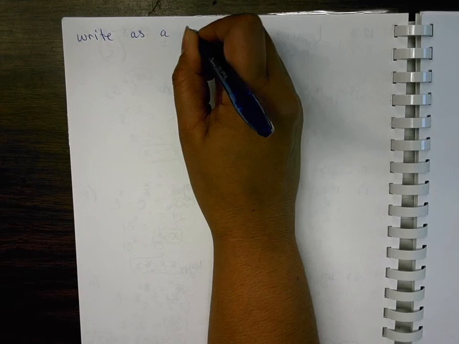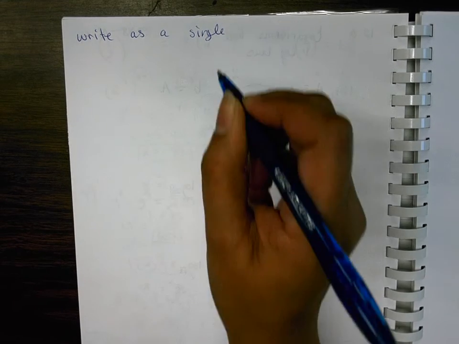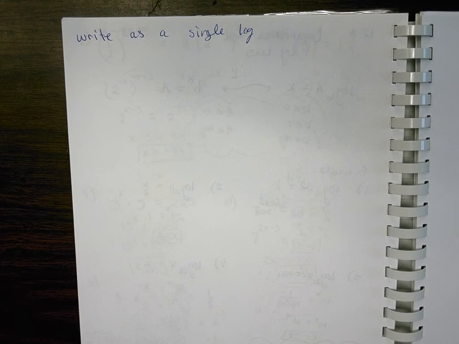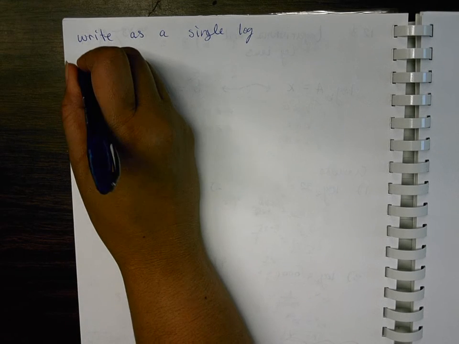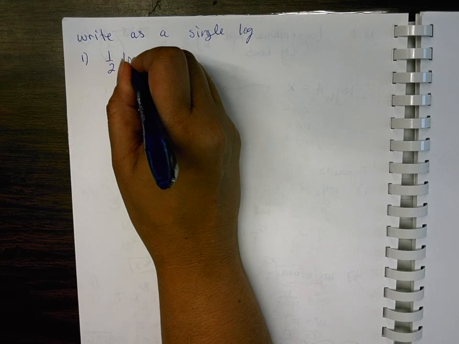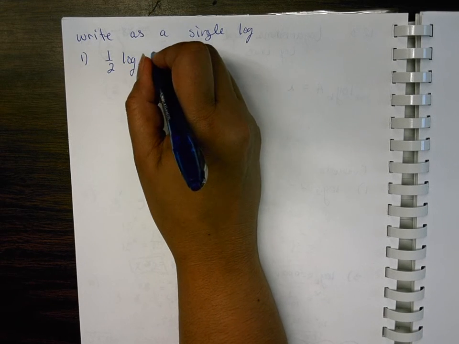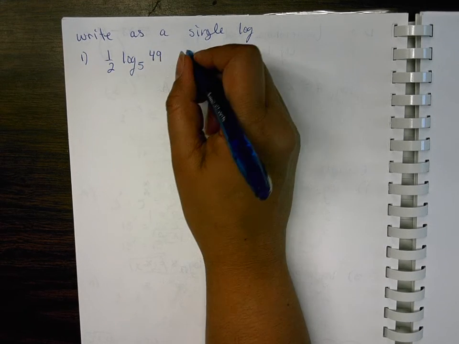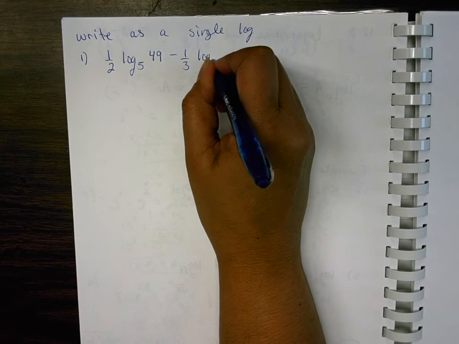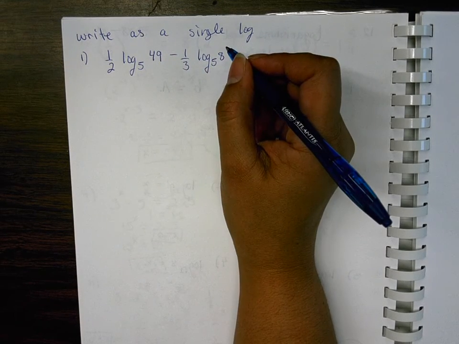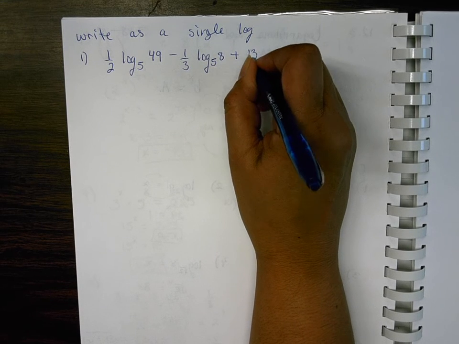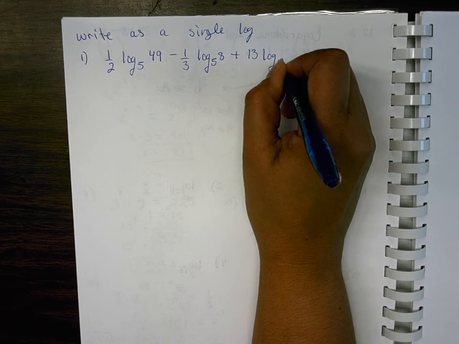We're going to write as a single log. Write as a single log. Number 1, 1/2 log base 5 of 49 minus 1/3 log base 5 of 8 plus 13 log base 5 of 1.